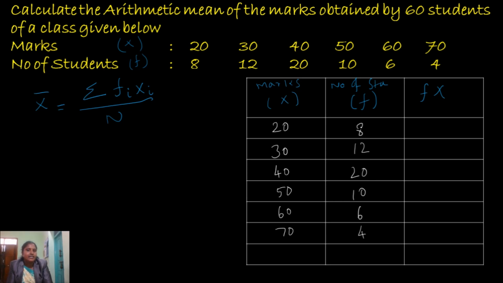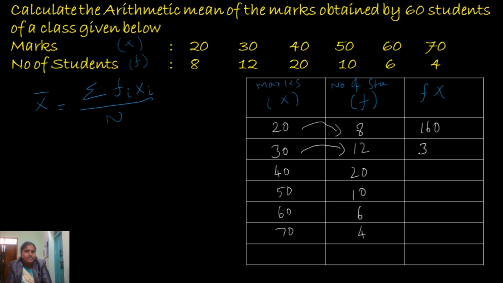And now let's multiply. fx is obtained by multiplying the frequency with the variable, f with x, that is 20 into 8. So 20 into 8 is 160. Like that, 30 into 12.